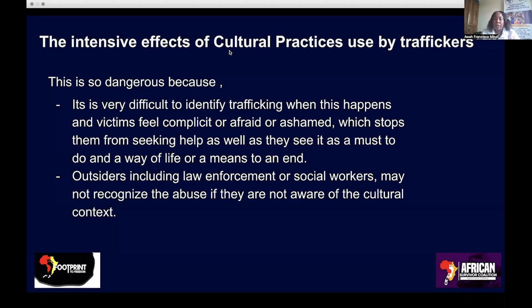To that effect, I'll continue later, but I'll call on my brother Afasi to give a deep dive explaining the various types of practical cultural practices which traffickers use to exploit their victims.